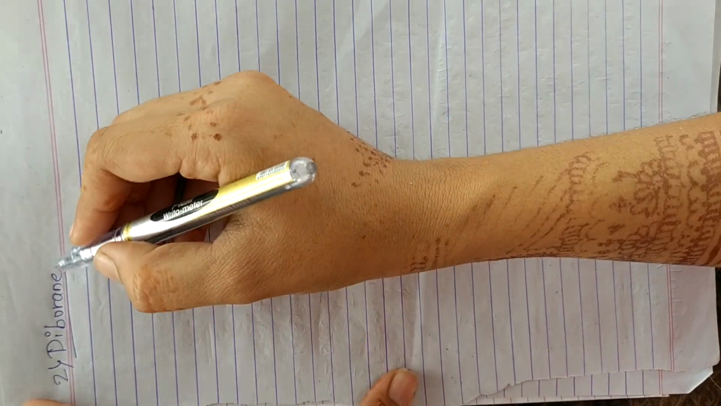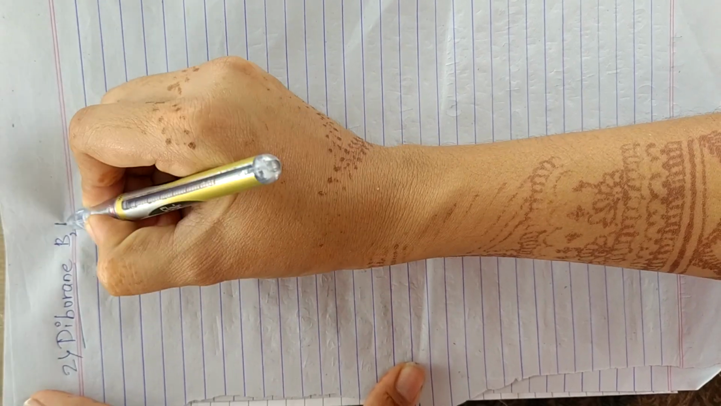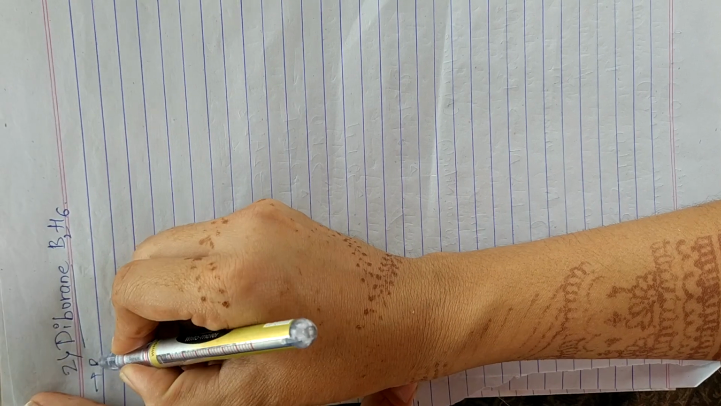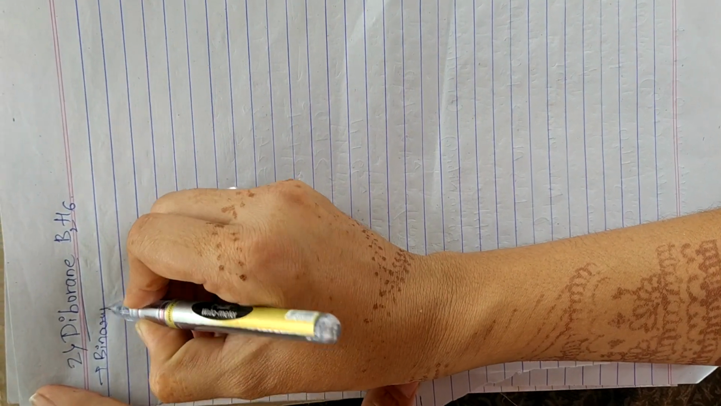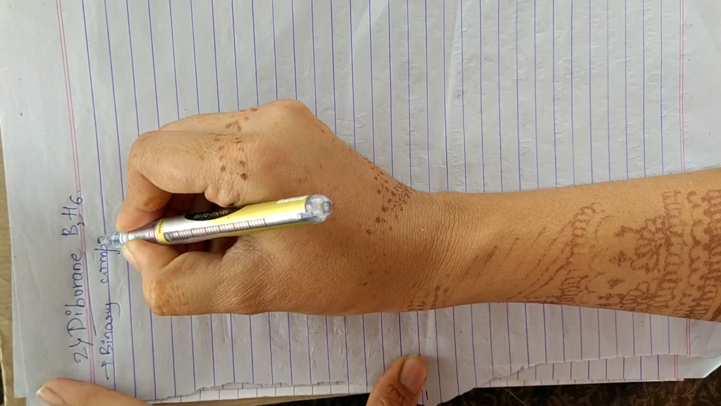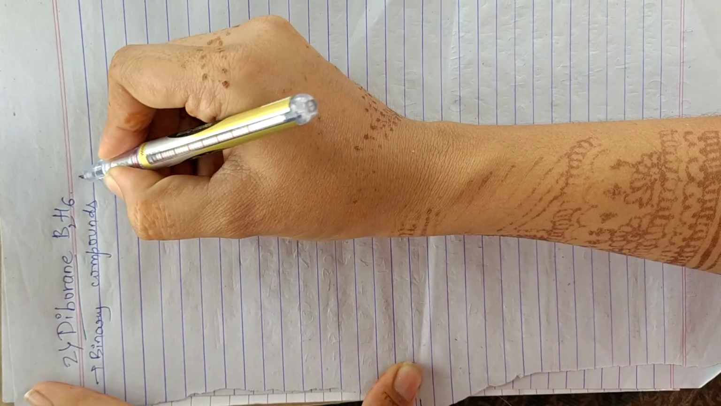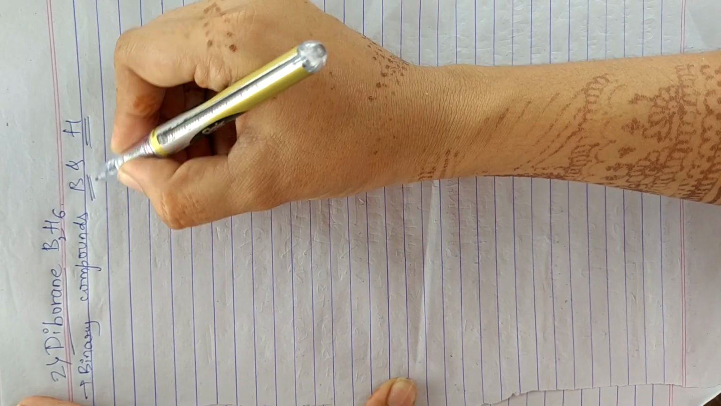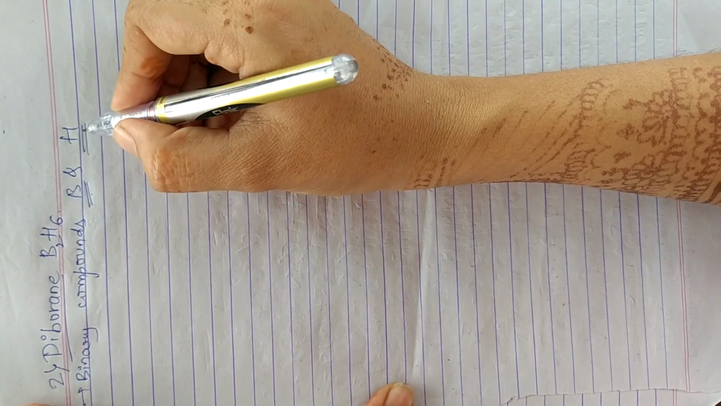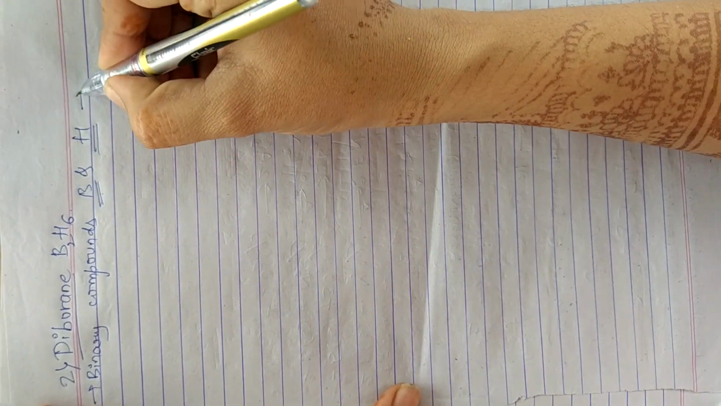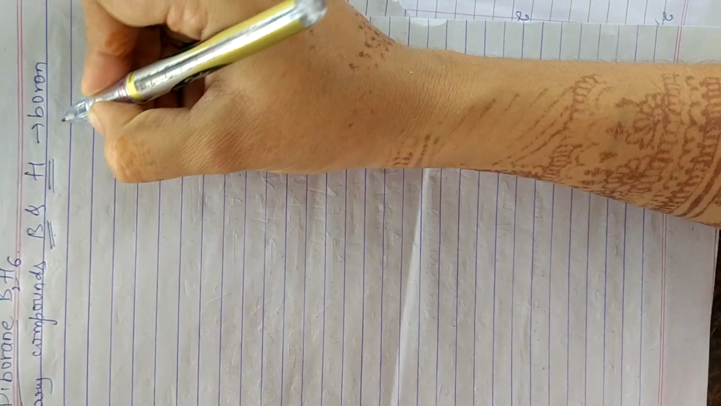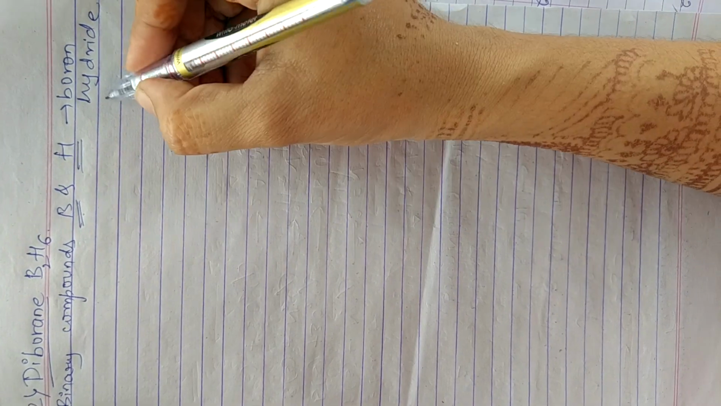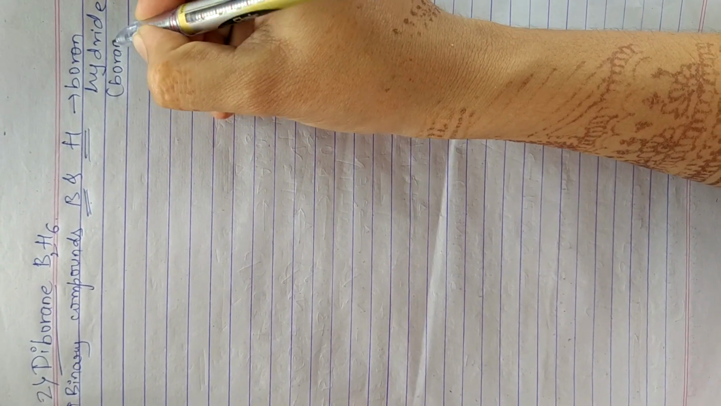The formula of diborane is B2H6. Diborane is a binary compound of boron and hydrogen, meaning it is a compound of boron as well as hydrogen. It is also called boron hydride, and it is also known as boranes.